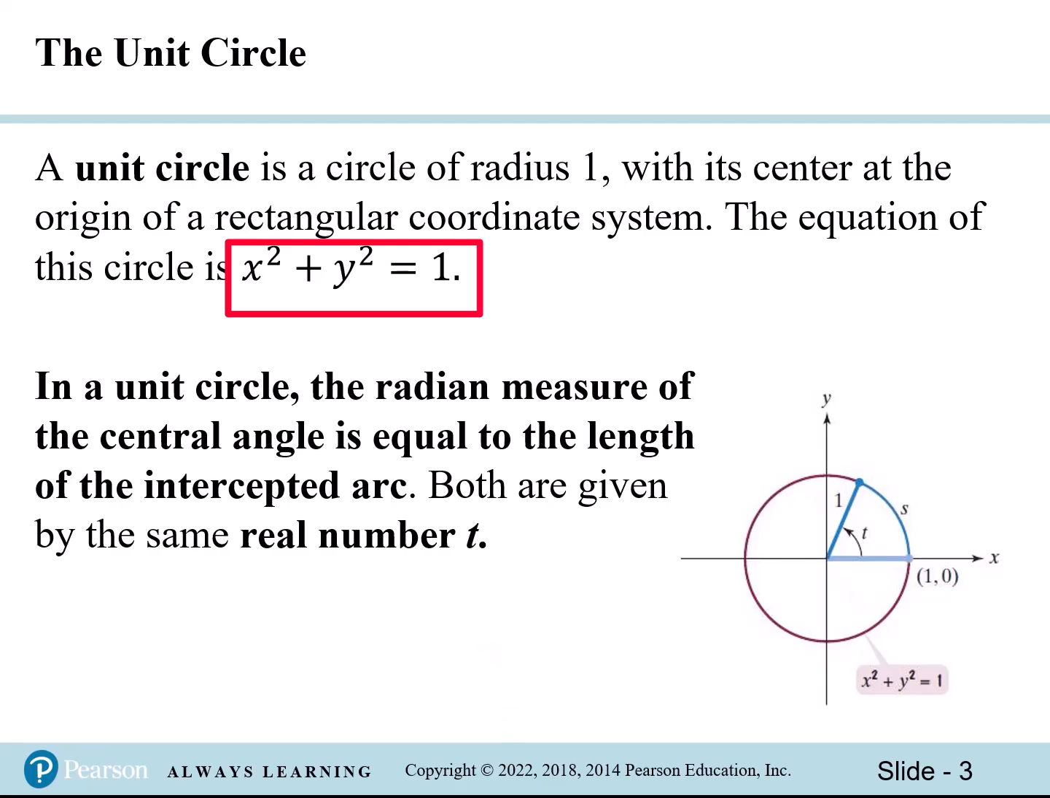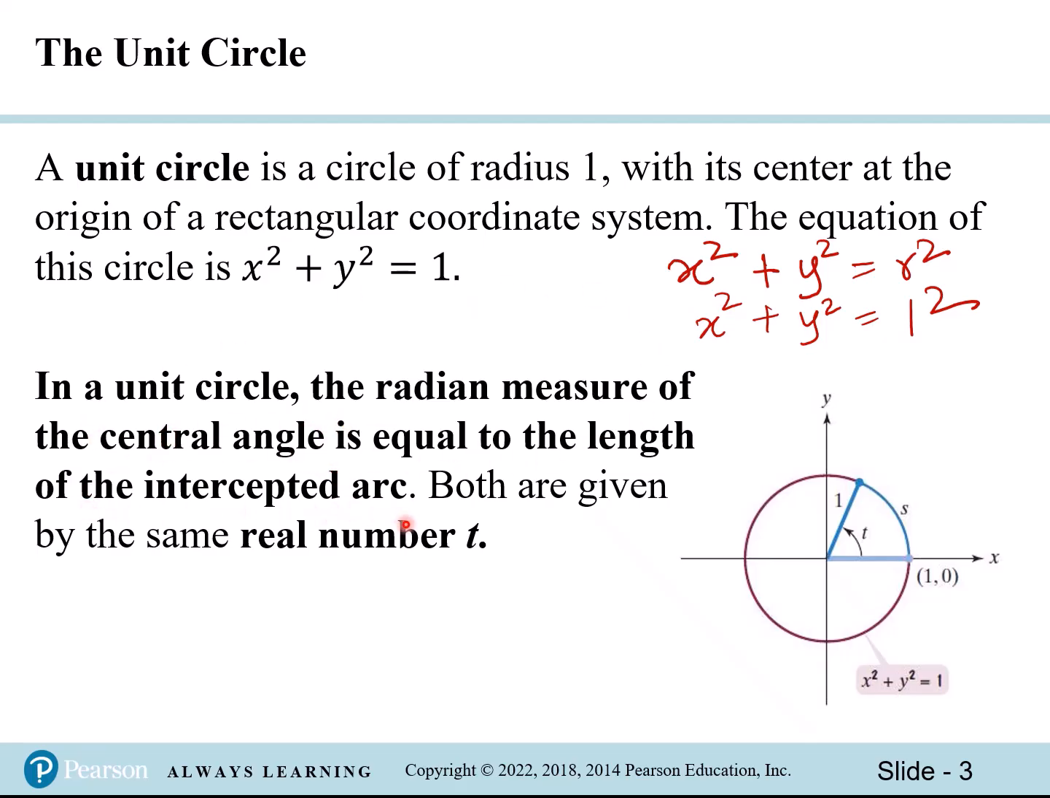So let me write that down. The equation for any circle, not just the unit circle, but for any circle is x squared plus y squared equals r squared. Now when r is of a unit measure of 1, then it becomes x squared plus y squared equals 1 squared. Therefore, the unit circle will have an equation which is x squared plus y squared equals 1. Now, in a unit circle, the radian measure of the central angle is equal to the length of the intercepted arc. Both are given by the same real number t.